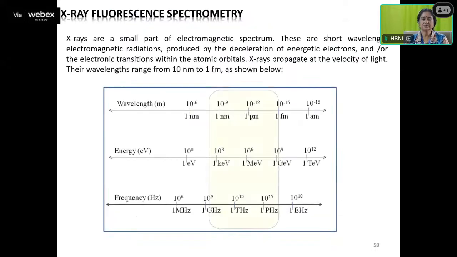Now, let us see the next one, the X-ray fluorescence spectrometry. X-rays are a small part of the electromagnetic spectrum. These are short wavelength electromagnetic radiation produced by the deceleration of energetic electrons and the electronic transition within the atomic orbital itself. X-rays propagate at the velocity of light. Their wavelength ranges from 10 nanometer to 1 femtometer as shown below. So these are the wavelength, energy and frequency for the X-ray region. These X-rays can also be used for analytical purposes. How? We will see below.